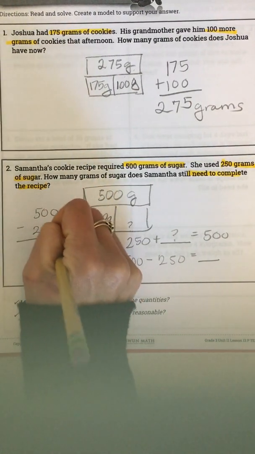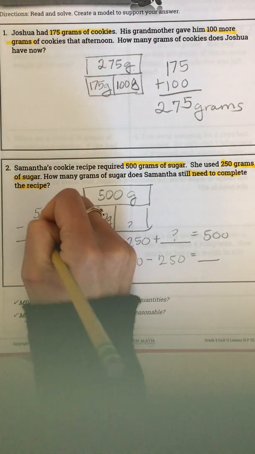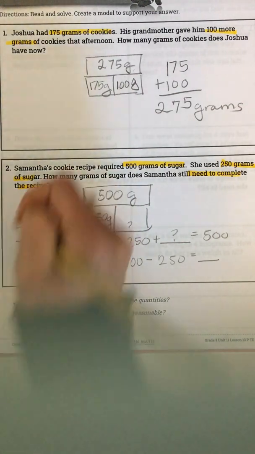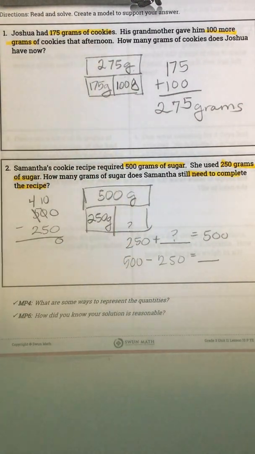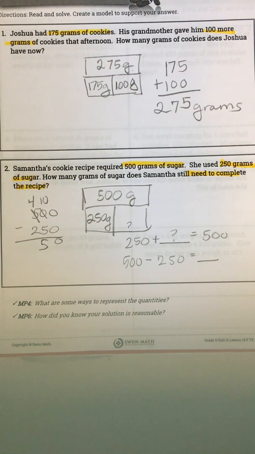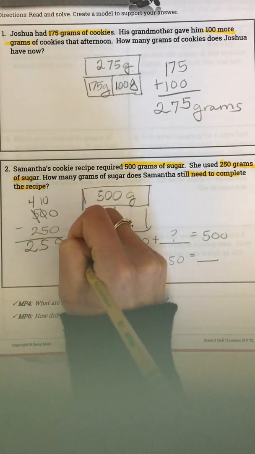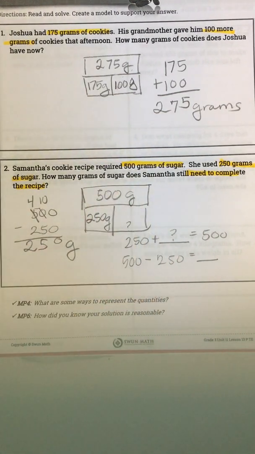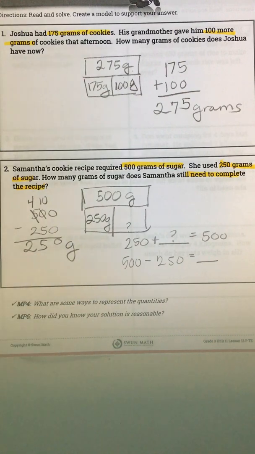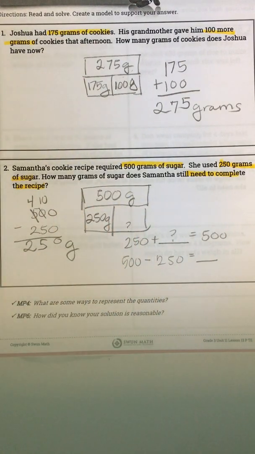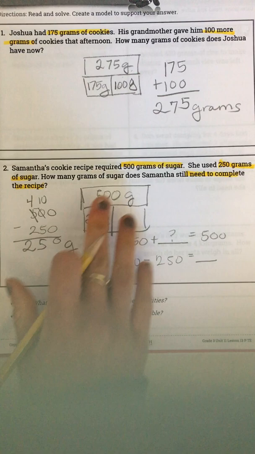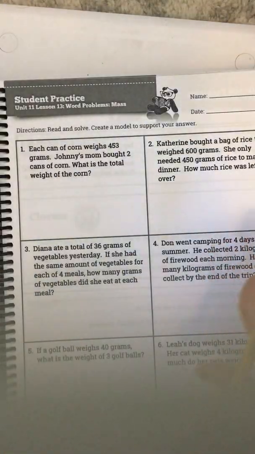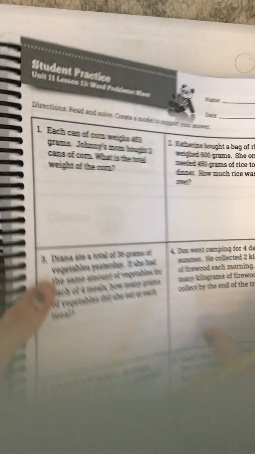0 minus 0 is 0. 0 minus 5, I can't take 5 things away from 0. So I'm going to regroup. I'm going to take 100 away and add 10 tens on. 10 minus 5 is 5, and 4 minus 2 is 2. 250 grams. So she needs 250 more grams to get to 500. And 250 plus 250 equals 500, so we know that we are correct because our two parts together equal our whole.